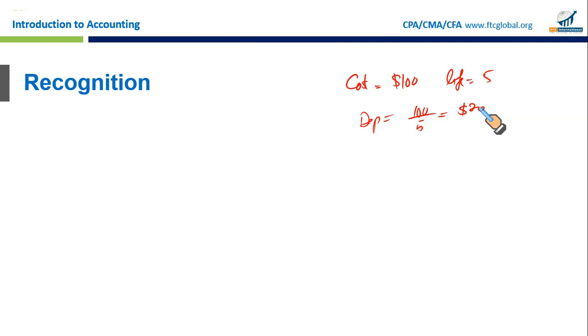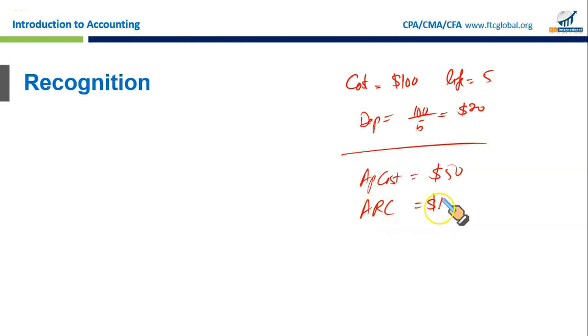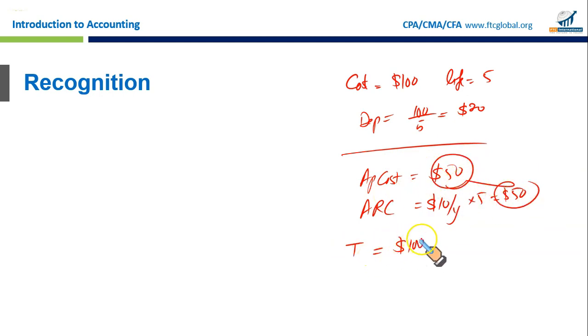Okay, now let us say we want to incur some cost to appraise and report the printer. Appraisal cost is $50, let's say. And the annual reporting cost is $10 per year for 5 years, so that's $50. So the total cost of appraisal and reporting, 50 plus 50, $100.